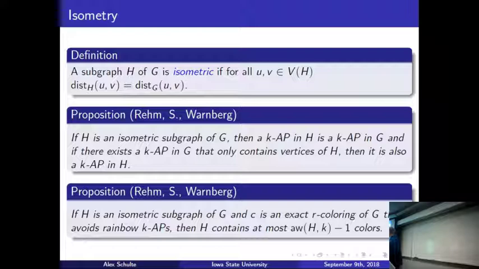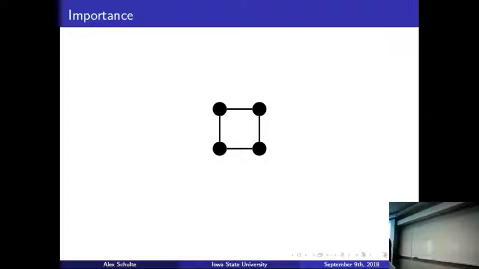Okay, so why are these things important? Let's think about this square, and we want to color it. Does anyone know the anti-Van der Waerden number of this square? I should know it based on the hypercube result, if you know which hypercube this is. It's either 3 or 4, right? Because this is a hypercube.